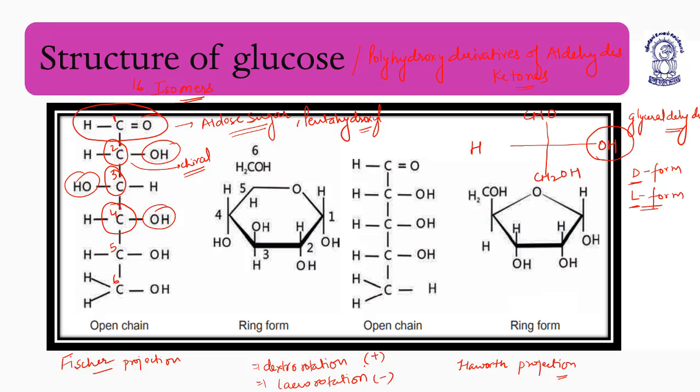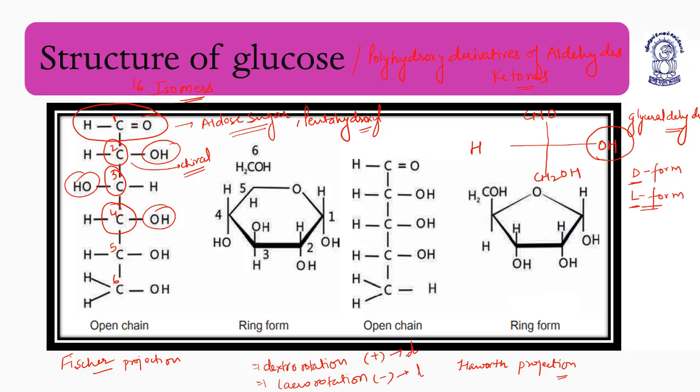Now, the capital D is the relative configuration, and the small d is the dextro. Please remember, small d, small l, dextro levo; capital D, capital L, relative configurations. Understood? These are the specific notations given for the carbohydrates, the relative configurations. Understood?